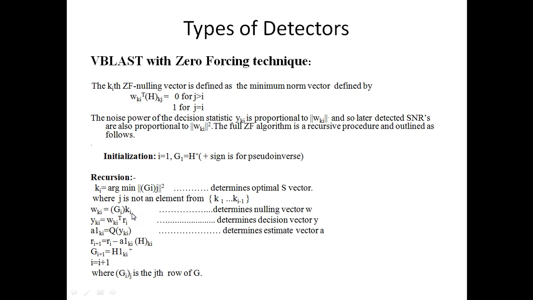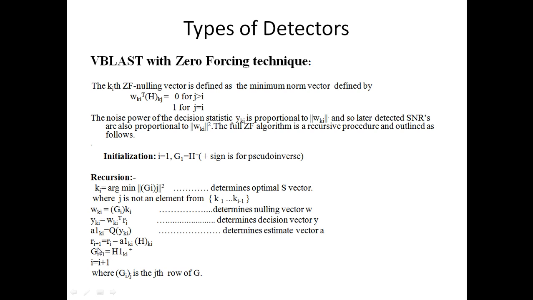Next you determine the nulling vector. For determining the nulling vector you take the channel matrix G_i row ki, that is the optimal S vector element. On obtaining this nulling vector, you will then perform the calculation to find the decision parameter. First we find the nulling vector, then we get the decision parameter y from the nulling vector as discussed in the last equations. So here you see that y_ki is equal to w_ki transpose r_i, the received vector and nulling vector. Then the estimate of the transmitted vector would be made from the decision parameter by slicing it, that is Q of y_ki.